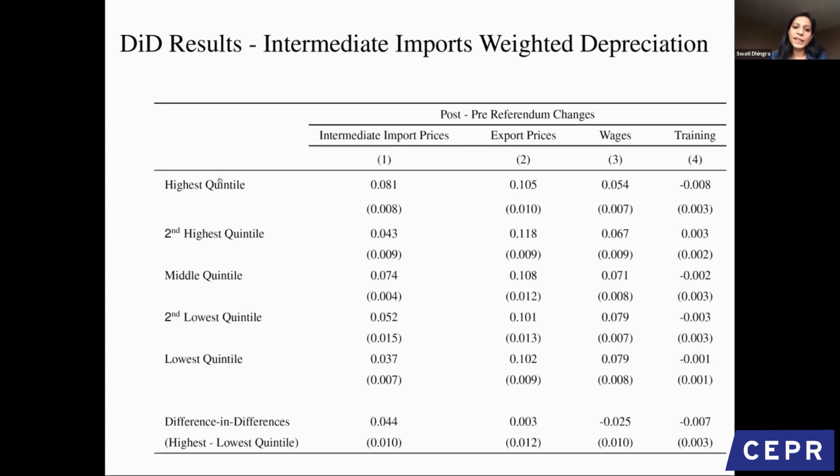And these are the really exposed top quintile, the highest quintile, versus the bottom quintile, which is not very exposed. And immediately what you can see from here is the clear DID, which is that there's almost a 4.4 percentage point higher increase in intermediate import prices in the really exposed industries as opposed to the less exposed. In terms of export prices, we don't really see much of an effect. And I'm going to show you very quickly on the next slide that even if you did the separation by the export weighted appreciation, you're really not going to see much action.